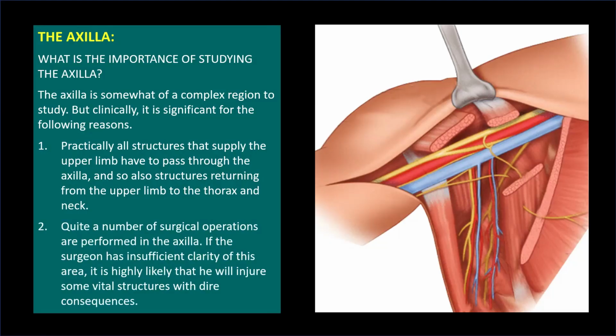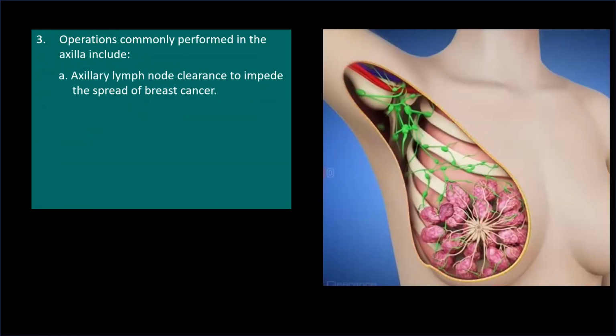Number 2. Quite a number of surgical operations are performed in the axilla. If the surgeon has insufficient clarity of this area, it is highly likely that he would injure some vital structures with dire consequences. 3. Operations commonly performed in the axilla include A.